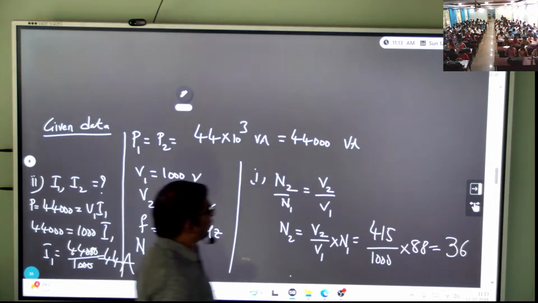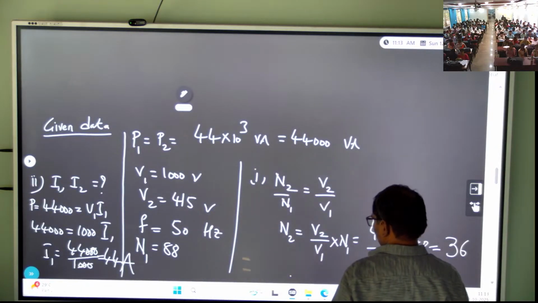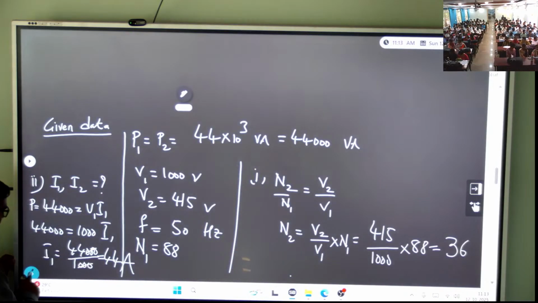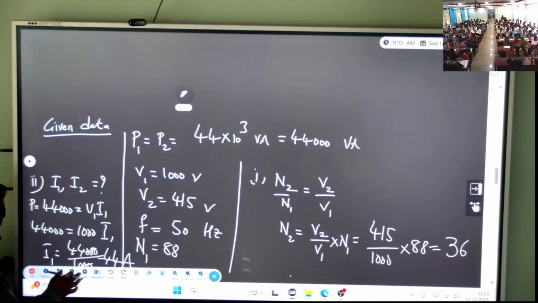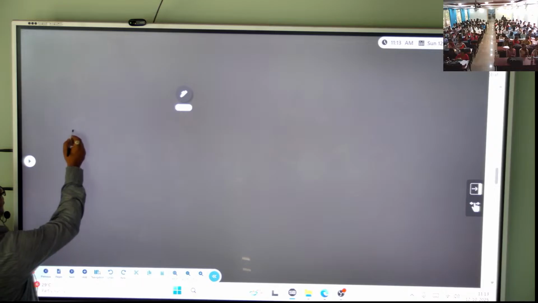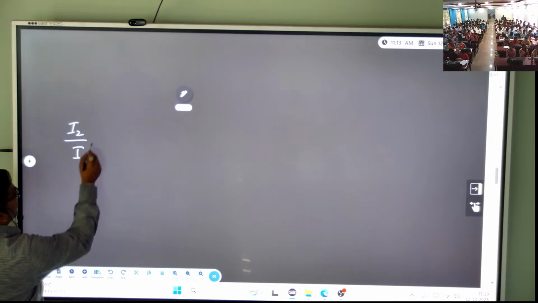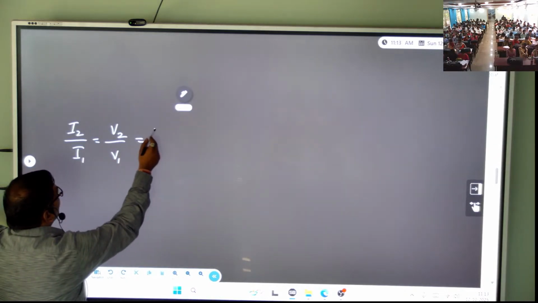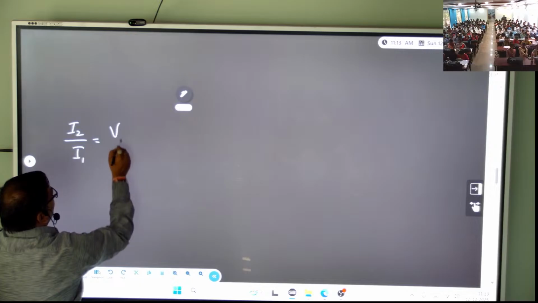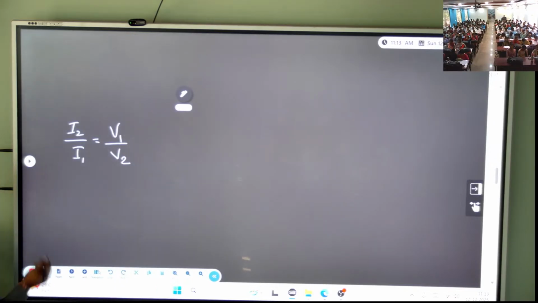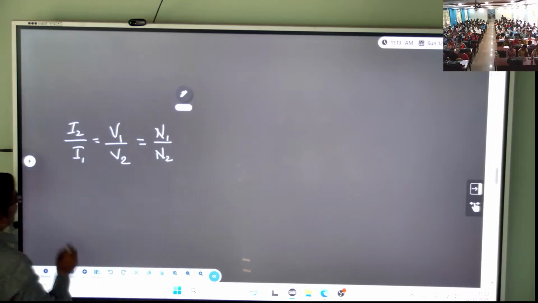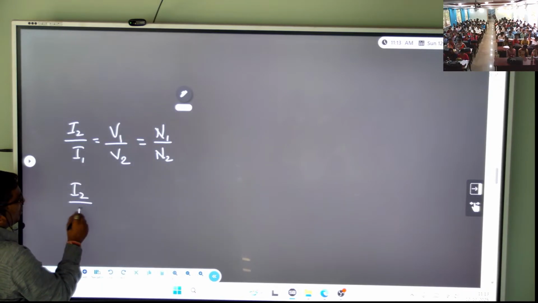Okay, right. Then I1 is equal to 44. So after knowing I1, I2 by I1 is equal to V2 by V1. You can use this formula, or you can use the N1 by N2 formula. I2 by I1 is equal to V1 by V2.